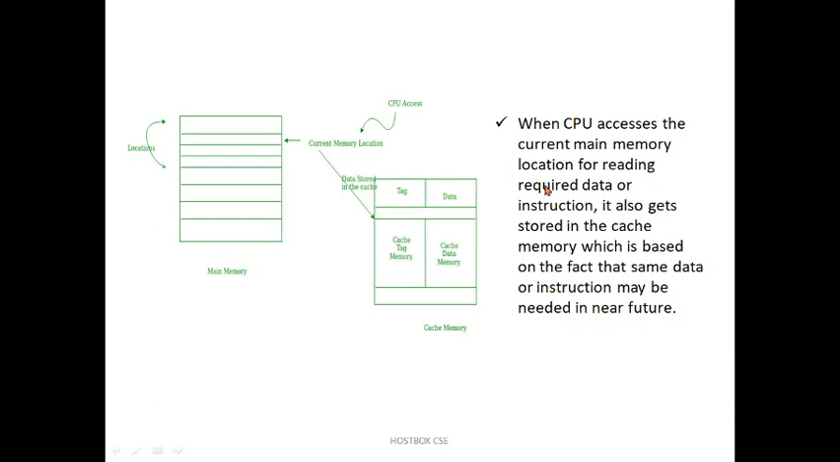So whenever the CPU accesses the main memory location for reading required data or instruction, it also gets stored in the cache memory, because the same data or instruction may be needed in the near future. For example, I have a file called a.txt. Personally, I use it one day in the week. After 10 days I use a.txt again and modify it. Again after 10 days I go to a.txt.